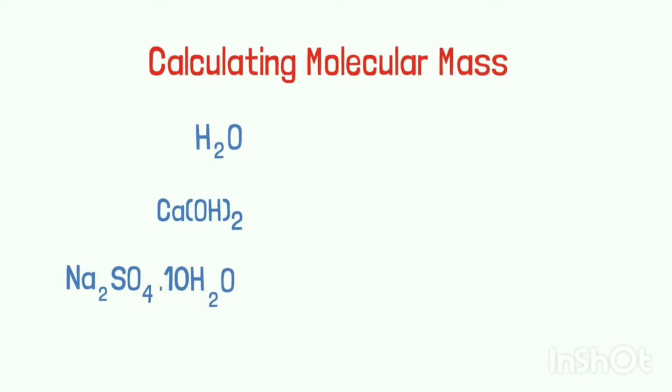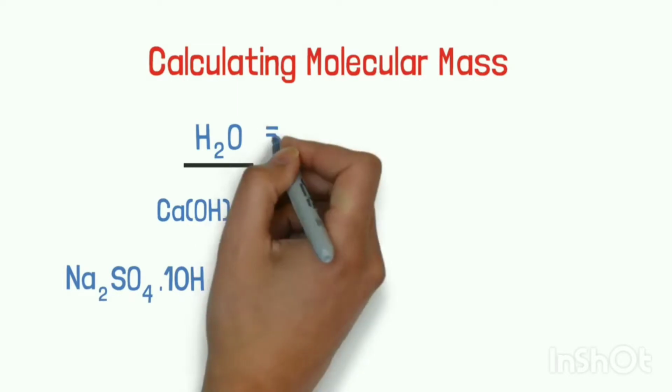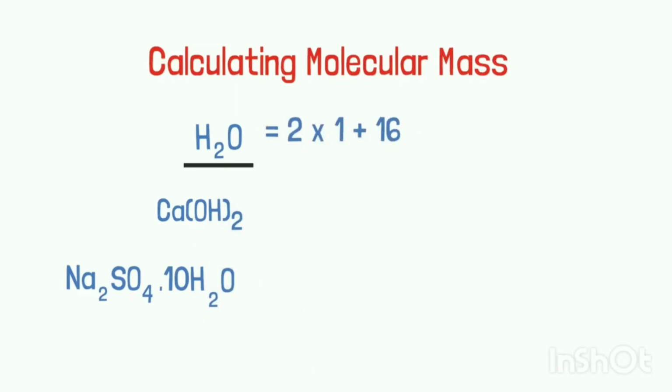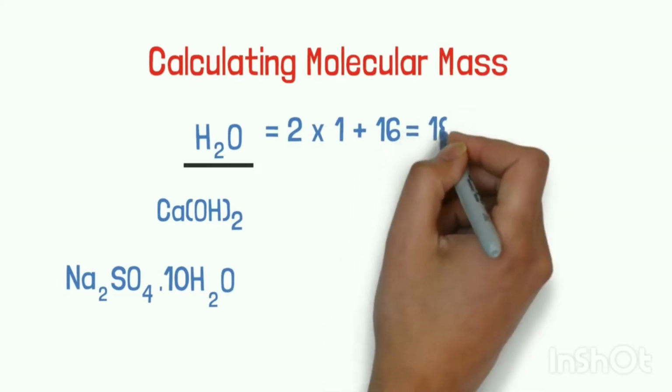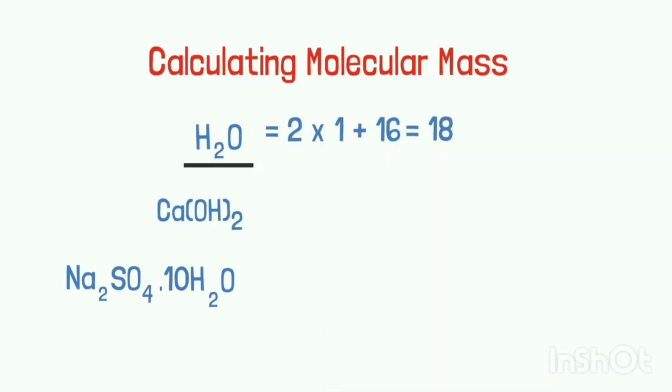Let's start with water. To calculate the molecular mass of water, first we need to know the atomic mass of each atom present in this water molecule. Here there is hydrogen whose atomic mass is 1 and oxygen whose atomic mass is 16. So the total molecular mass of water will be 18, and since we are talking about molecular mass, it will be written as 18 u. Now let's see about calcium hydroxide.